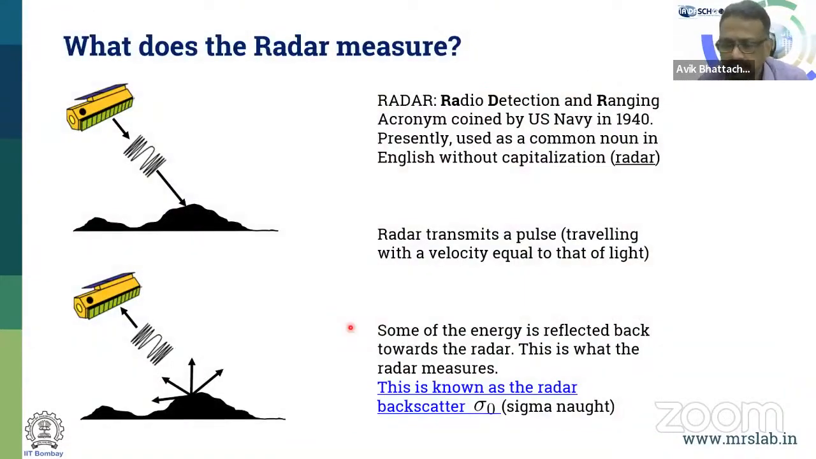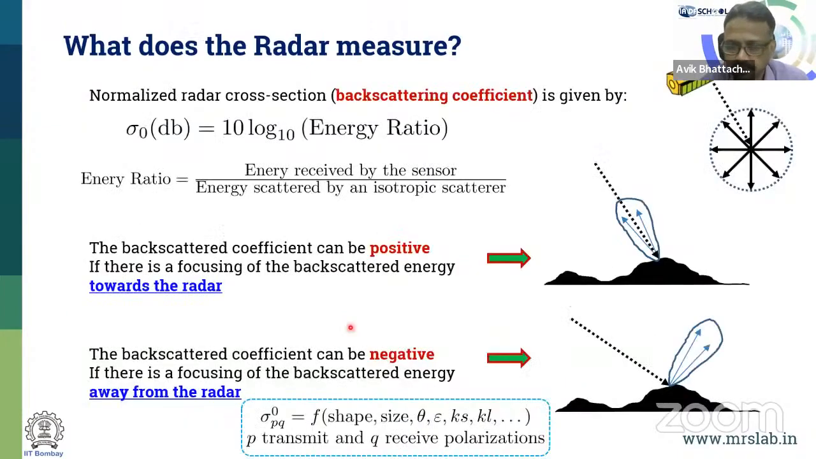What we typically see is that the radar transmits a pulse, it travels with the velocity of light, and some of the energy is reflected back to the radar. This is what we measure, and this is sigma naught. The normalized radar cross-section is the backscatter, which is nothing but the energy of the received signal over the energy scattered by an isotropic scatterer. The backscatter can be positive if the energy is directed towards the radar, and negative if it is away from the radar.